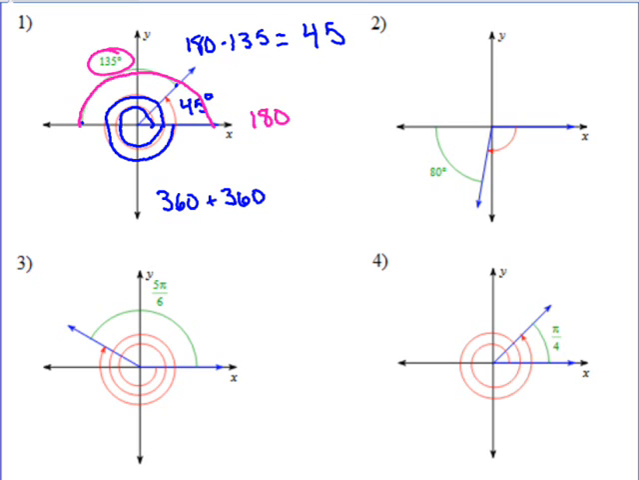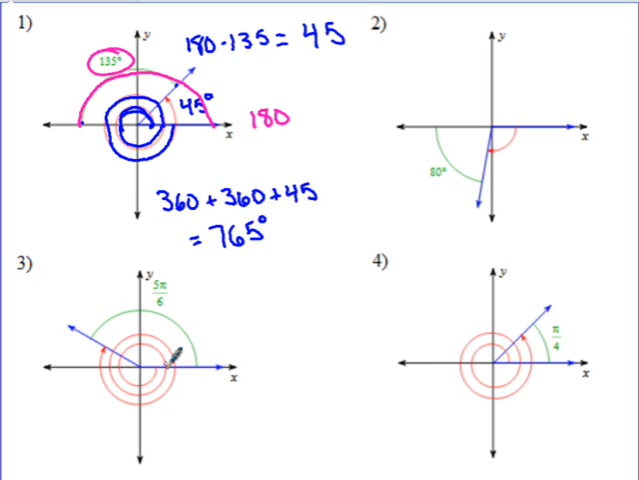Okay, so this angle, the whole red little arrow that's drawn here, is 360 plus 360 plus 45, so that is 765 degrees. Alright, and the arrow starts and goes up or counterclockwise, so it is a positive 765 degrees.